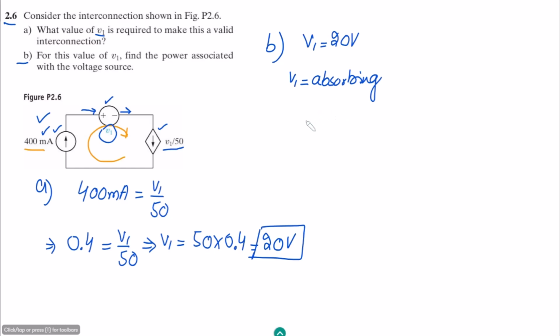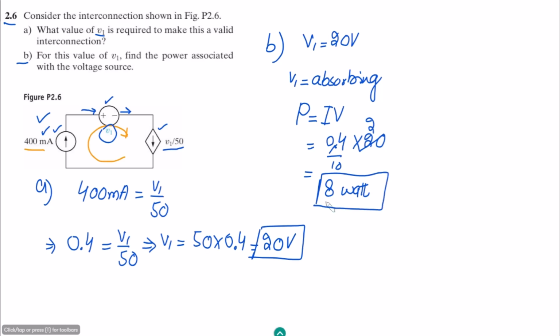The power associated with this one uses the well-known power formula, P equals IV. The current through this one is the same one flowing in this circuit, given by 400 milliamps or 0.4 amperes. Similarly, V is also known, and that is 20 volts, which is the voltage across it. So finding it out, this will be 8 watts absorbing power.